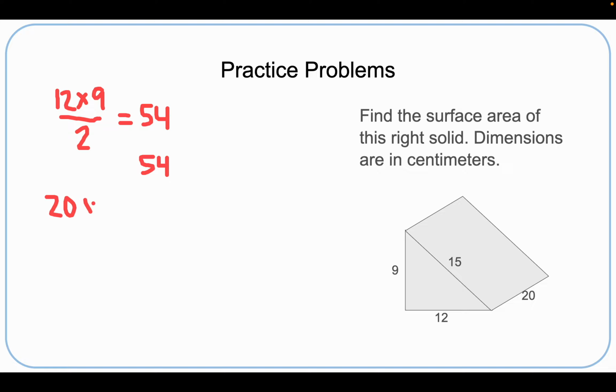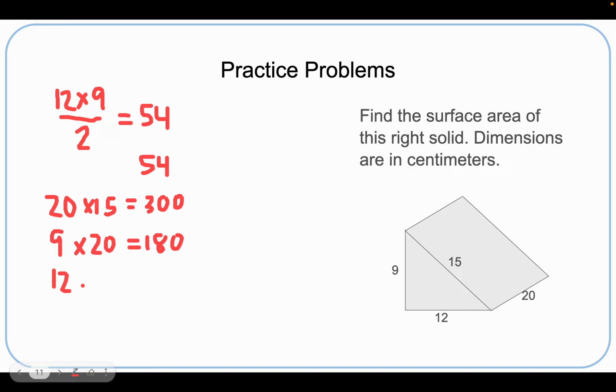And then we have this rectangle in the front, which is 20 by 15. So 20 times 15, which equals 300. Then we have the rectangle in the back, which is 9 by 20. 9 times 20 is 180. And then the rectangle on the bottom is 12 by 20. 12 times 20 is 240.